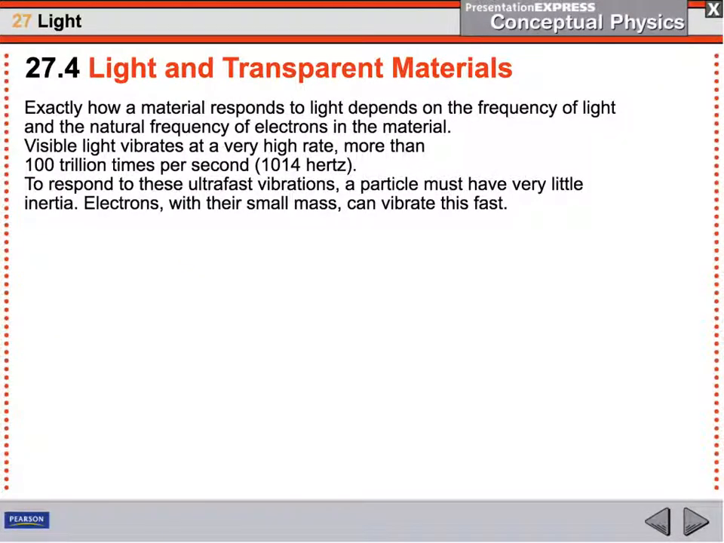Exactly how a material responds to light depends on the frequency of light and the natural frequency of the electrons in the material. Visible light vibrates at a very high rate, more than 100 trillion times per second. To respond to these ultra-fast vibrations, a particle must have very little inertia, so very little mass. Electrons, with their small mass, can vibrate very, very fast.